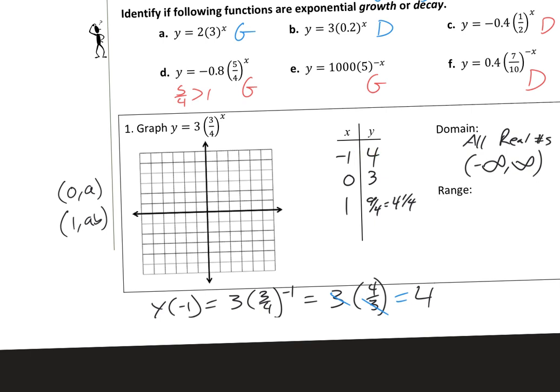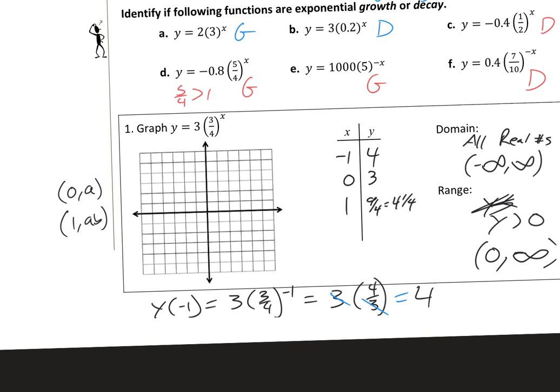So the range is going to be all y values that are greater than 0. Another way you could write that is all values from 0 to positive infinity.